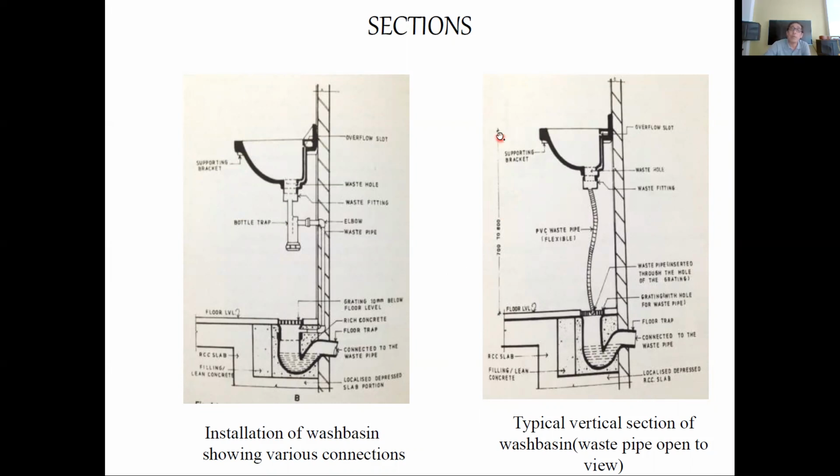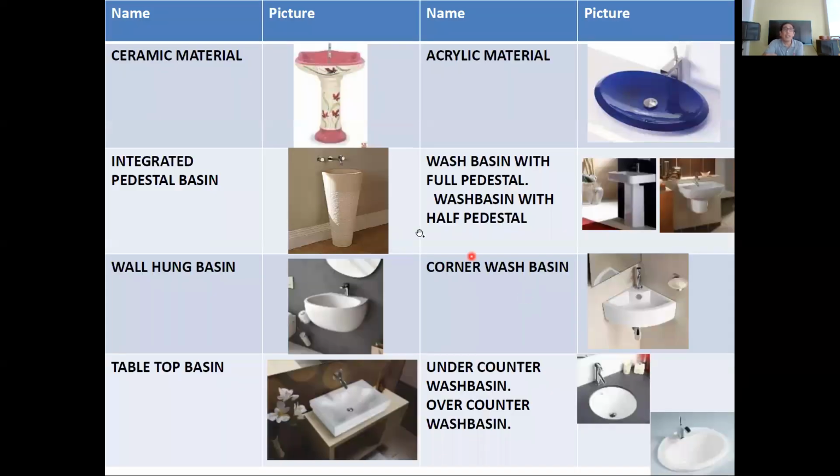So this is the approximate height, which is 750 to 800 millimeter, or 75 centimeter to 80 centimeter, to the top rim of the lavatory. So you measure it to the top rim of the lavatory, not the bottom. So this is 75 to 80 centimeter to the finished floor line. So there are different types.